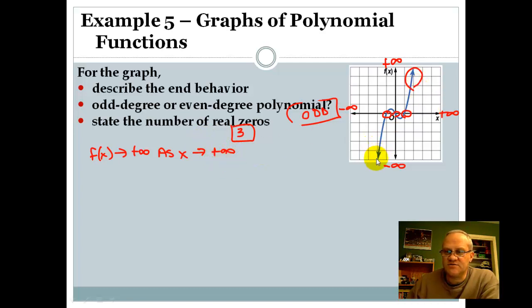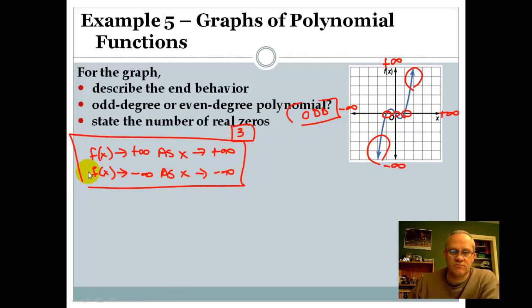That's that arrow. Now let's look at this arrow down here. In that one, since that's going down, f of x is approaching a negative infinity. And at the same time, it's also going to the left, which means x is also approaching a negative infinity. So that would be your end behavior on those.